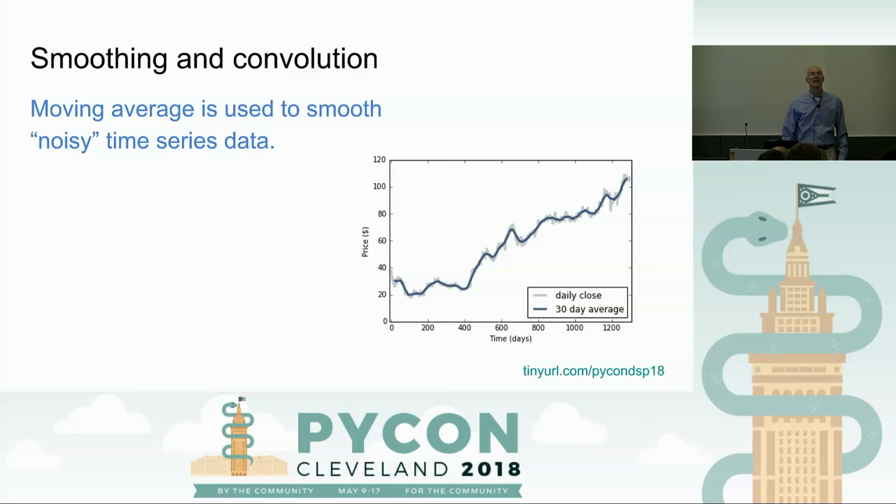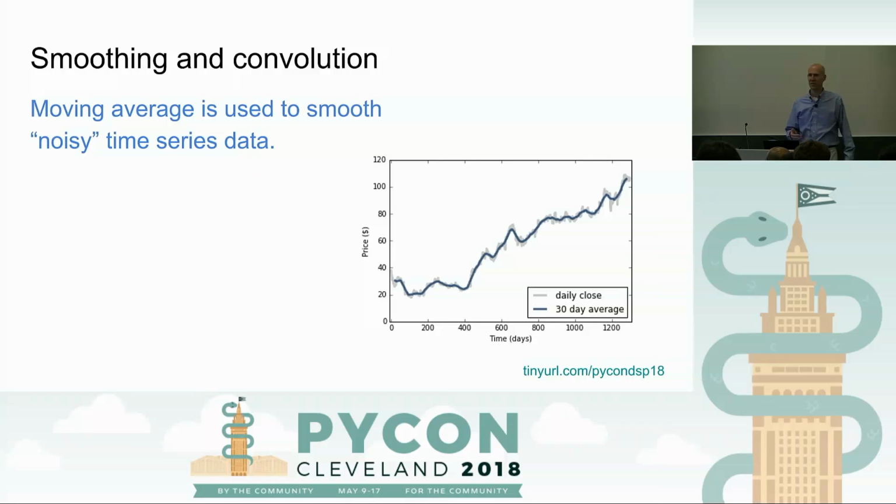Next thing we're going to do is talk about convolution, and this is the second big part of what we're talking about today. We've talked about spectrums and spectrograms. Now we're going to start talking about convolution. I'm going to start with smoothing, because this is a kind of convolution that many of you are probably familiar with, and then we'll work our way up from there.